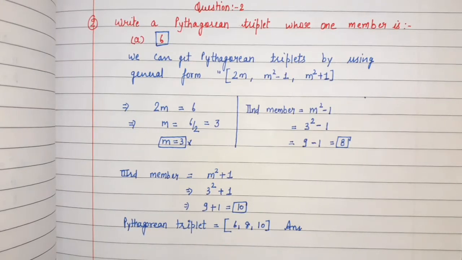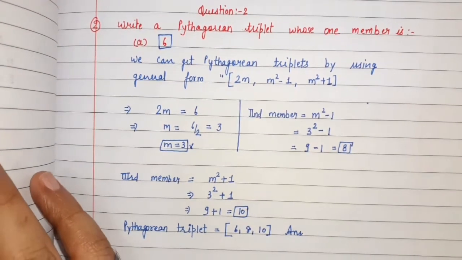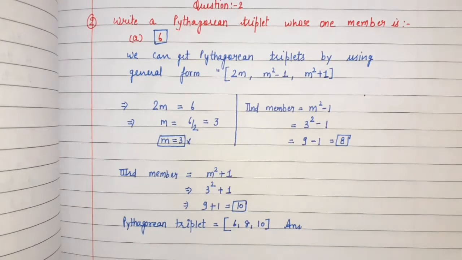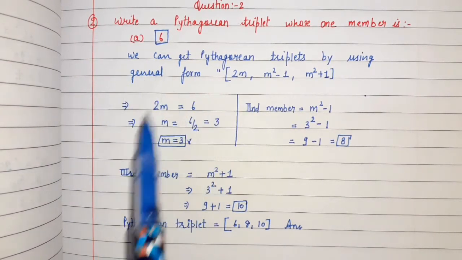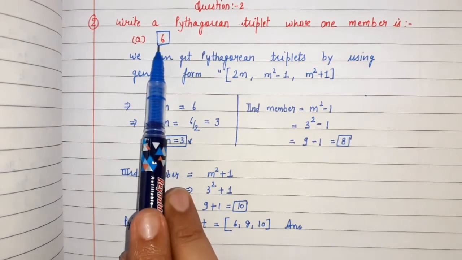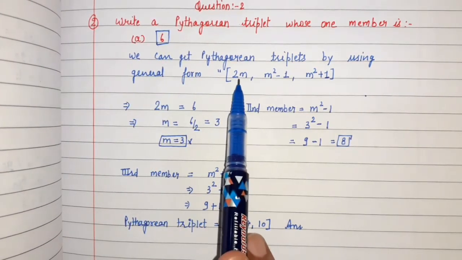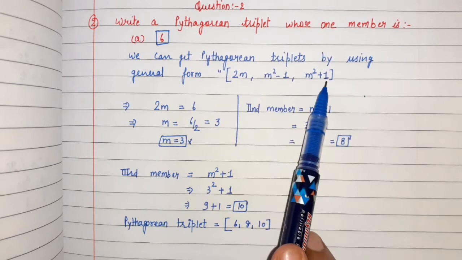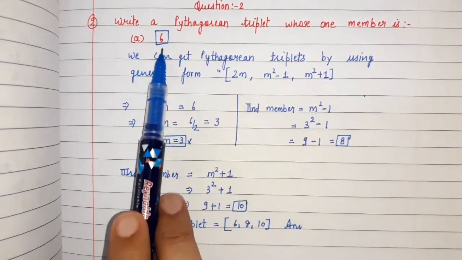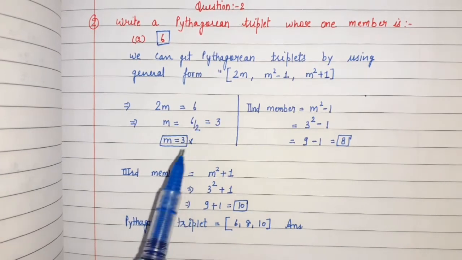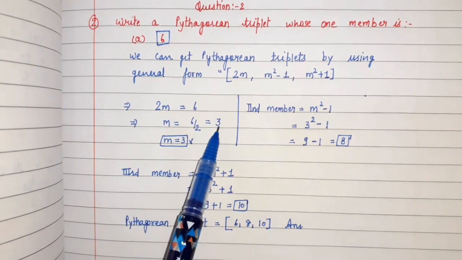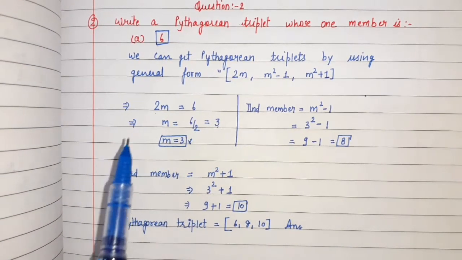6, 8 and 10. Now move to the second part. But before that, just check the procedure. What we are doing? One member is given. General form is 2m, m square minus 1, m square plus 1. So our one member we are taking as 2m. 2m is equals to 6. So value of m is equals to 3.